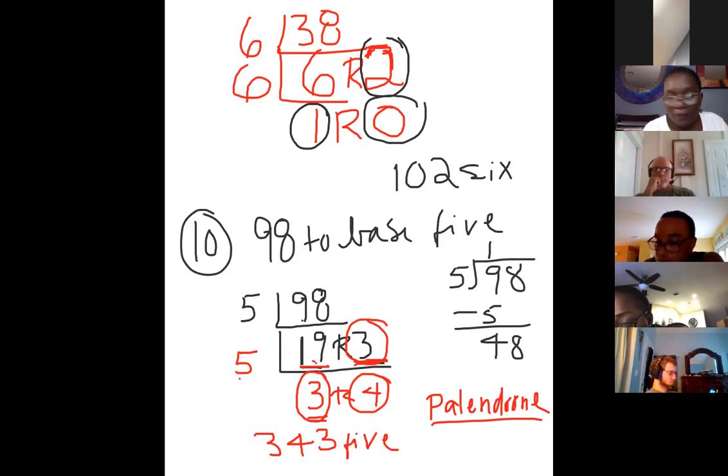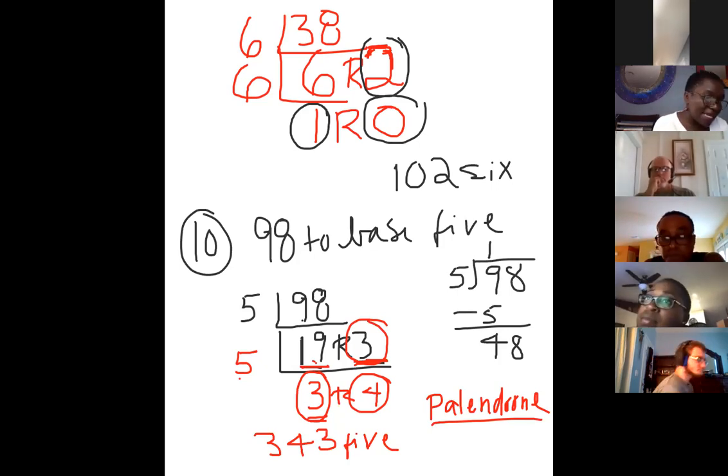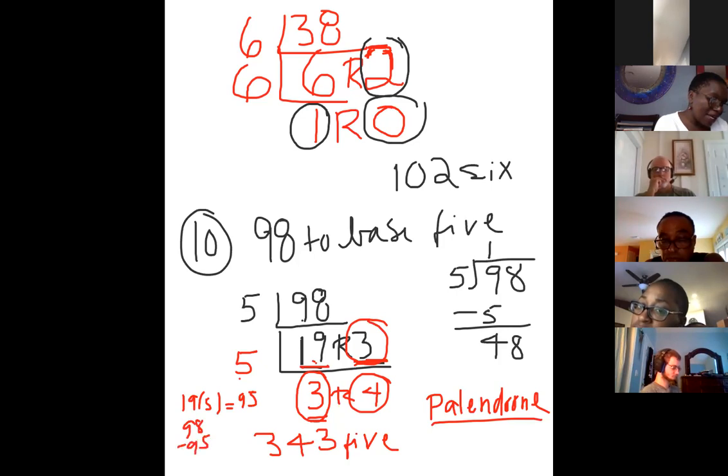Why is there a 3? Good question, Doran. 19 times 5 is 95. If you take 19 and multiply it by 5, that gives you 95. So you had 98, you subtract 95 from it, and that leaves you with 3. I know that part. That's just mathematics.